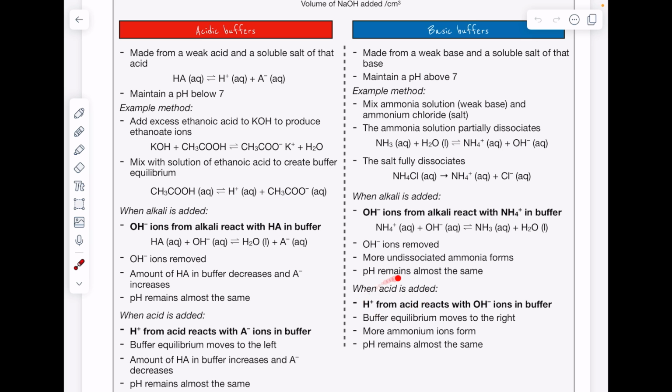What about when we add acid? How do we prevent a massive decrease in pH? So what happens here is the H+ donated from our acid reacts with hydroxide ions. The hydroxide ions up here decrease, the buffer equilibrium moves to the right, more ammonium ions form and the pH remains roughly the same. And obviously remember your equilibrium chemistry, by decreasing hydroxide ions, it will automatically move the position of equilibrium to the right in order to increase their number.